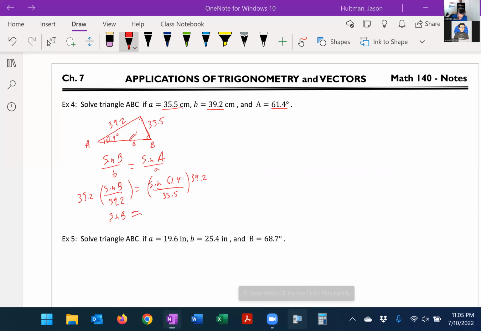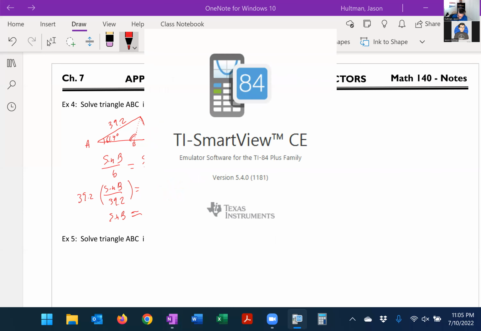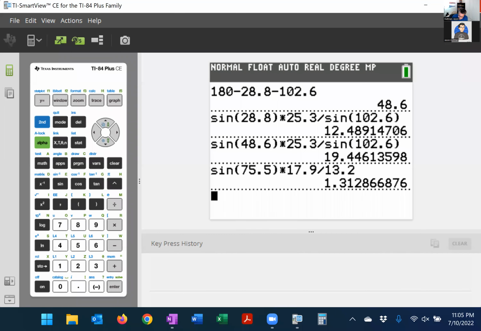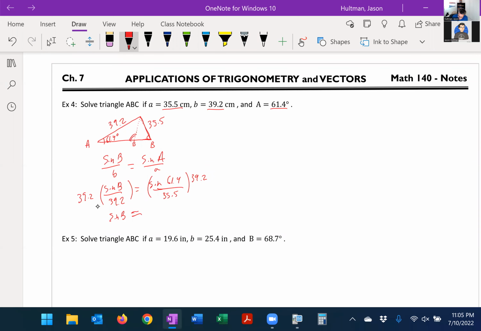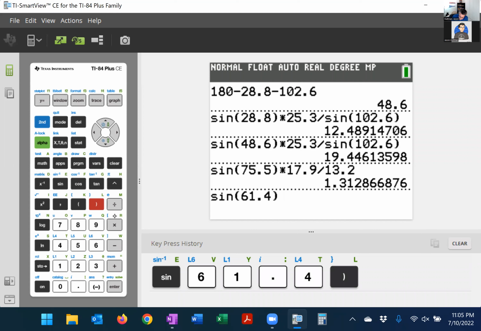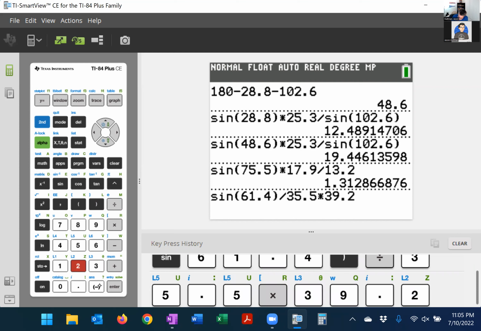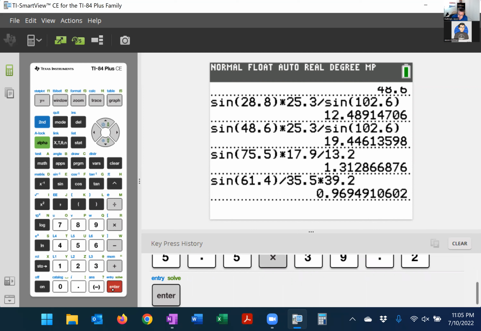Let's put a calculator on this. So we have sine of 61.4, divided by 35.5, times 39.2, and that gives me about 0.969, basically.